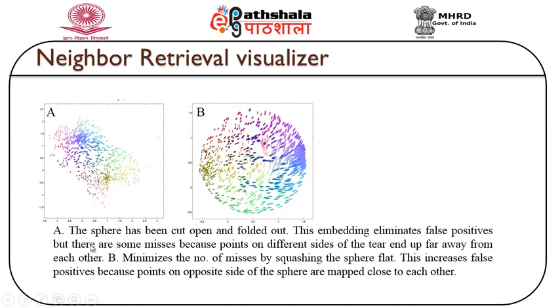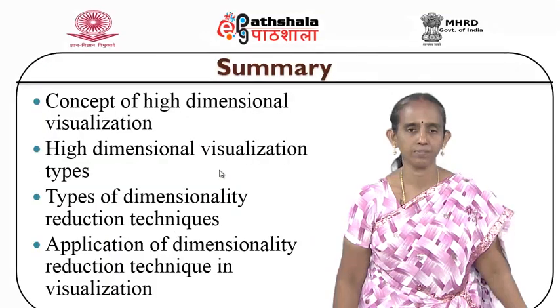This embedding eliminates false positives. There are some misses because points on different sides of the tear end up far away from each other. In B, it minimizes the number of misses by squashing the sphere flat. This increases false positives because points on opposite sides of the sphere are mapped close to each other when the sphere is being squashed flat.